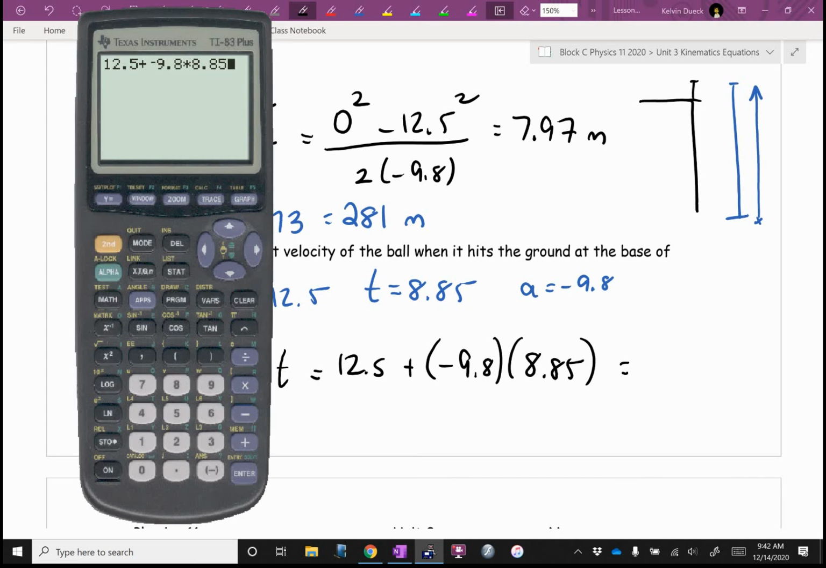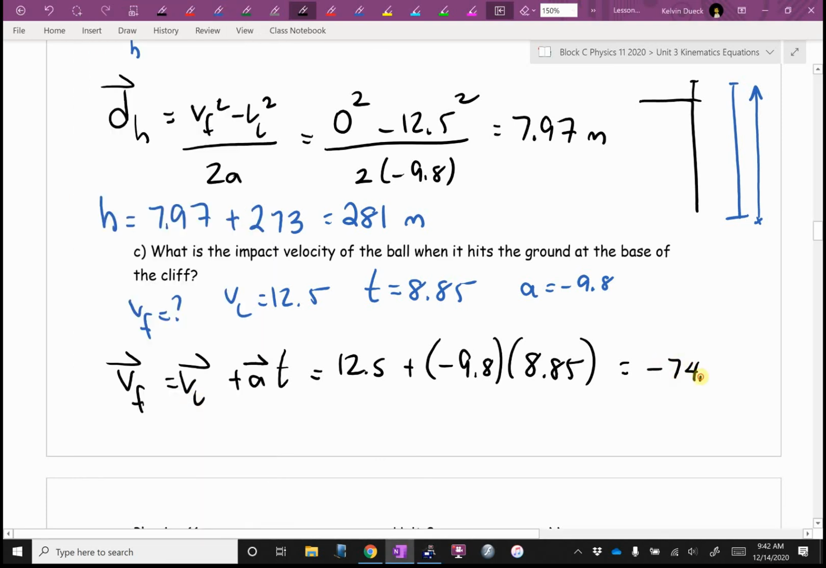Well, no, what do you notice about your answer? Negative. Which way is the ball or the rock traveling when it hits the ground? Does the negative scare me or relax me? I think I was expecting a negative. Okay. Not 0. Is it negative 74.2?